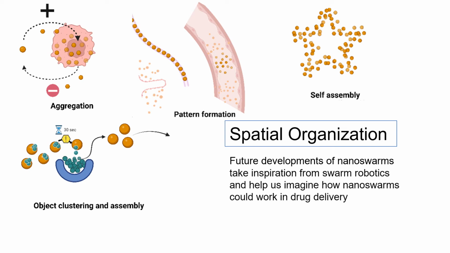Self-assembly could connect individuals in the nanoswarm physically or chemically in order to establish structures. So for example, nanoswarms could self-assemble into a specific shape at a specific location and is able to potentially repair after damage. Object clustering and assembly would let the nanoswarm assemble spatially distributed objects.